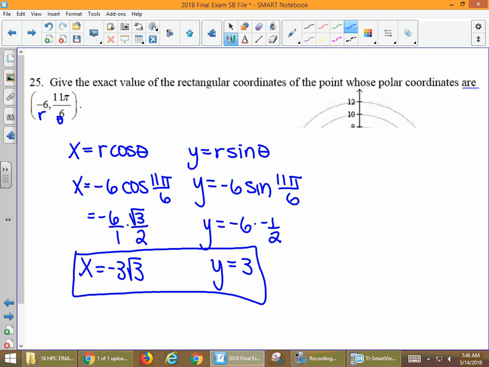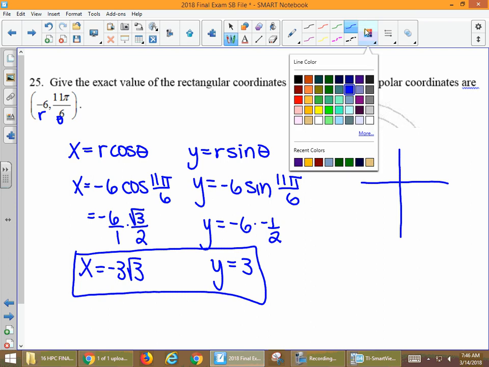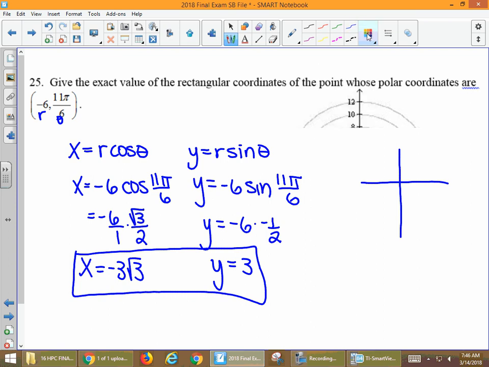You do want to make sure that this makes sense. When I think about how 11 pi over 6 with -6 would graph, I would go to the 11 pi over 6 angle, and then the -6 as the r takes me away from it. So my point is going to end up in quadrant 2. (-3 radical 3, 3) is negative in the x direction, positive in the y direction. So having a quadrant 2 x, y matches having an r, theta that is a negative r and a quadrant 4 angle.